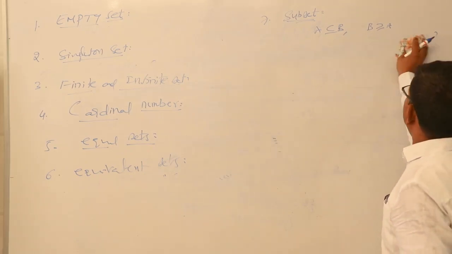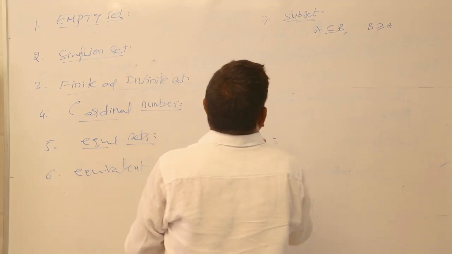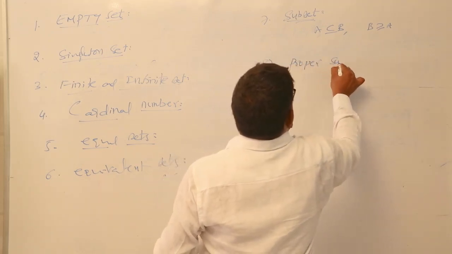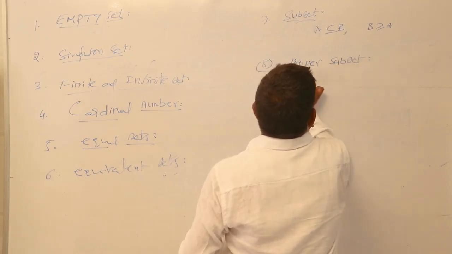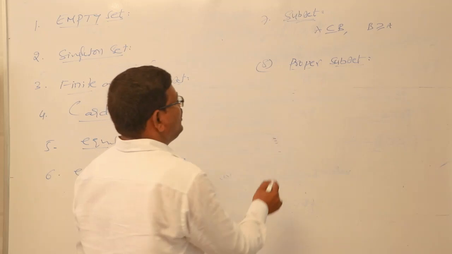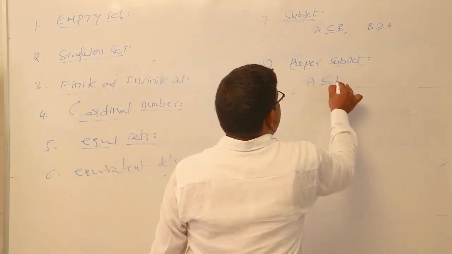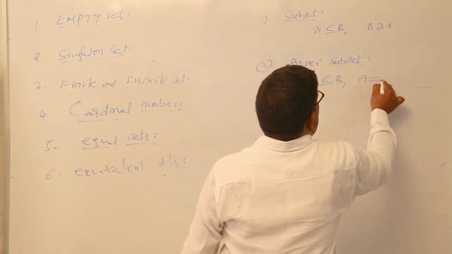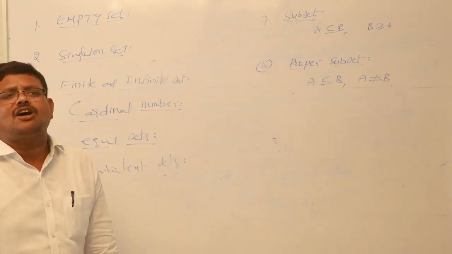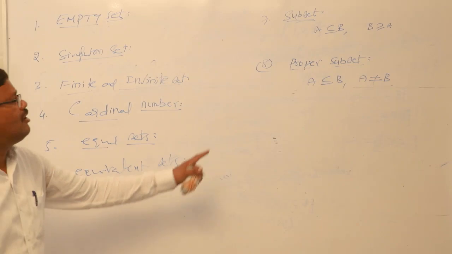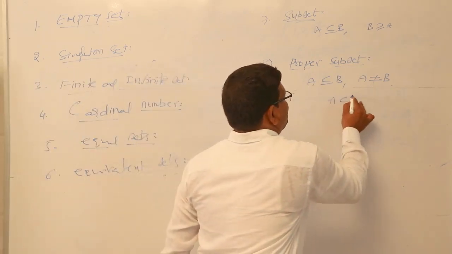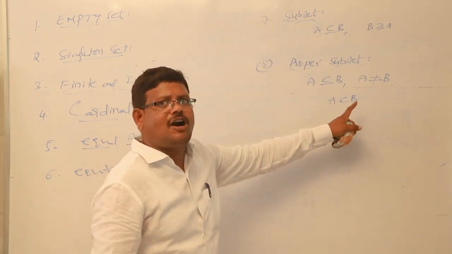And the next one is proper subset. What is the meaning of proper subset? If A ⊆ B, and if A is not equal to B, then A is called the proper subset of B, and we write it A ⊂ B, and B is called the superset of A.